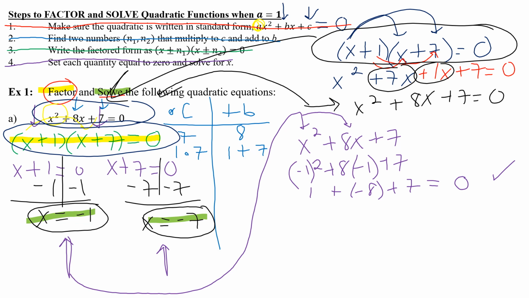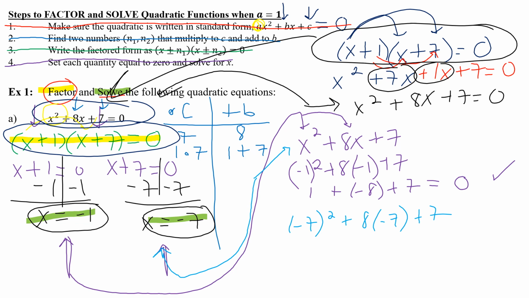Let's check the other one. Again, we have the standard form x squared plus 8x plus 7, but now we're going to plug in negative 7. So we have negative 7 raised to the second plus 8 times parentheses negative 7 plus 7.